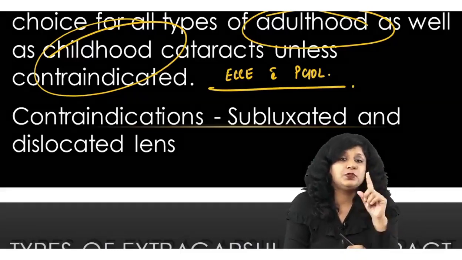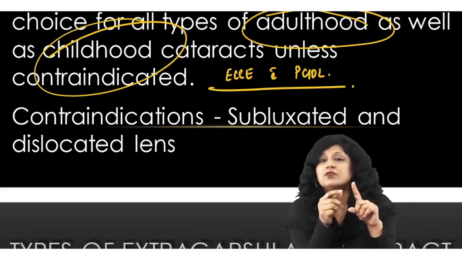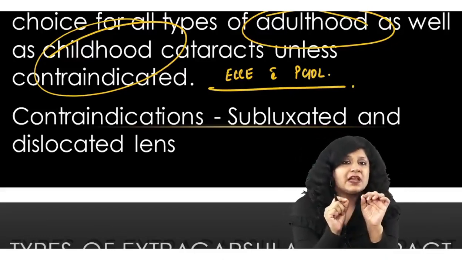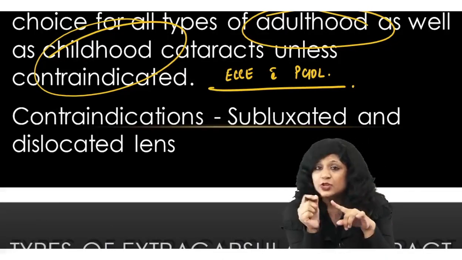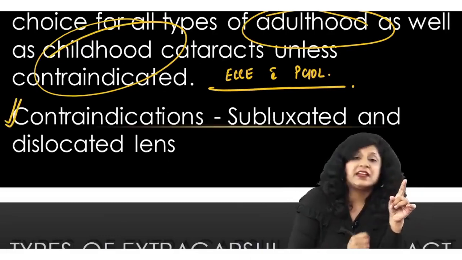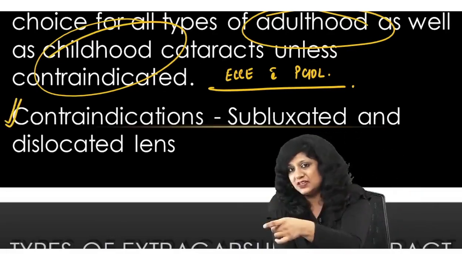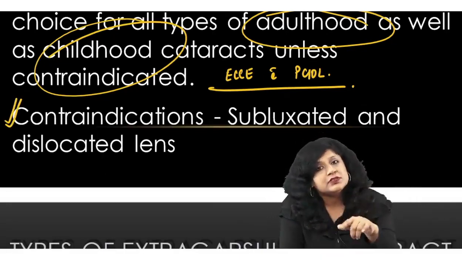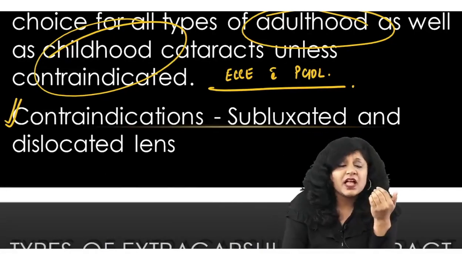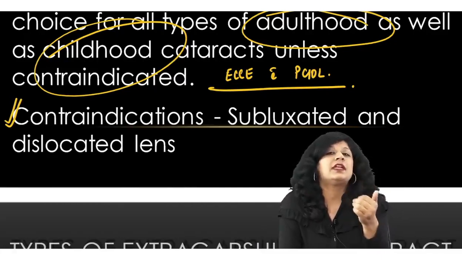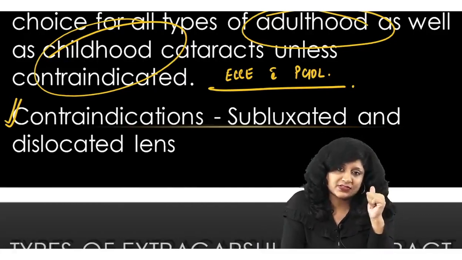You can remember that there was only one indication of ICCE, that was subluxated and dislocated lens. So, that will become a contraindication of ECCE, that is the only indication of ICCE. Because if the zonules are already weak, I won't be able to preserve the posterior capsule and I won't be able to do the PCIOL implantation.